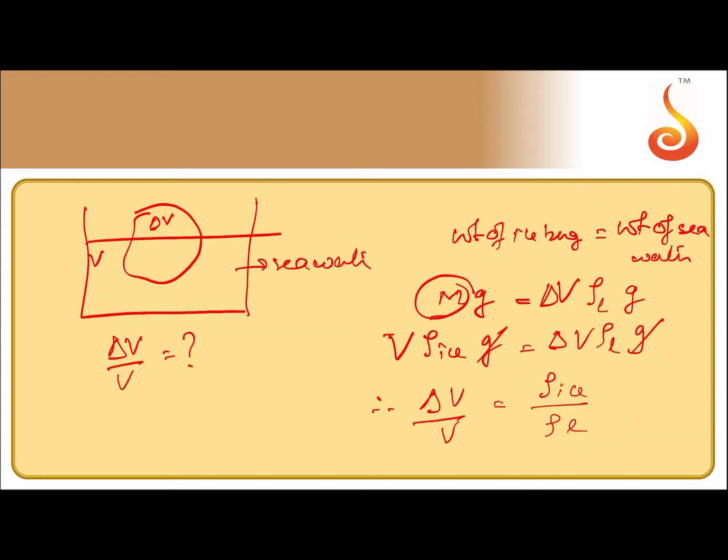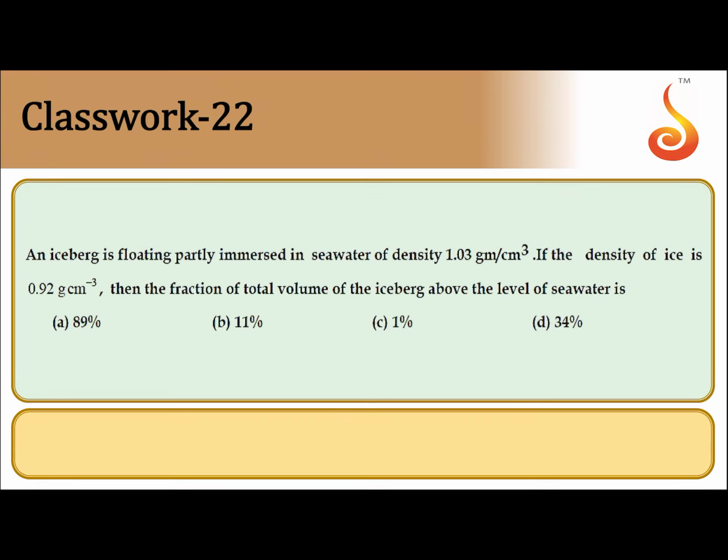So you know both of them. The density of ice is how much? That is 0.92 and this is 1.03, and of course if you convert it into percentage, what are you going to get? You get it as nearly 11%. So 11% is above the level of seawater.